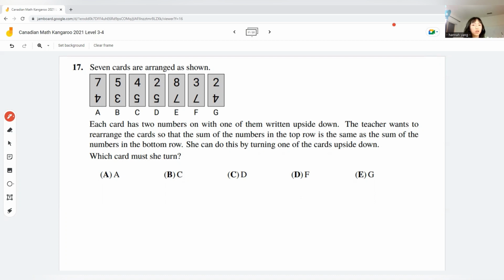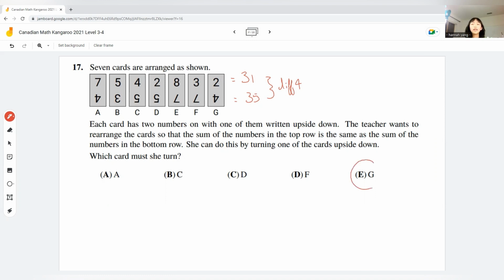She can do this by turning one of the cards upside down. Which card must she turn? So if you were to add up all the numbers in the top row, you would get 31. If you added up all the numbers in the bottom row, you would get 35. And as you can see here, the difference is 4. So that essentially means that we need to split the difference, where the bottom row needs to lose 2, but the top row needs to gain 2.